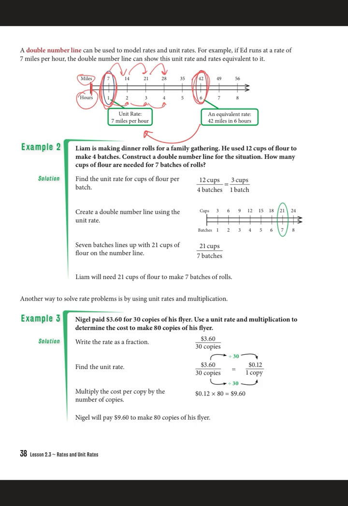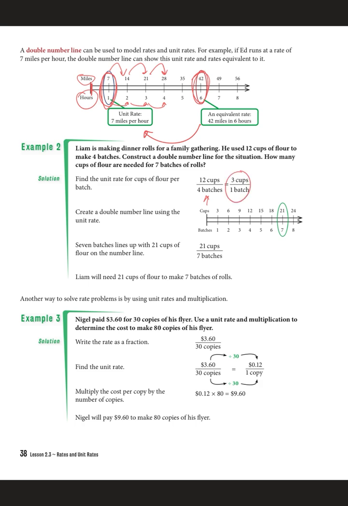In example number 2, it says Liam is making dinner rolls for a family gathering. He used 12 cups of flour to make 4 batches. Construct a double number line for the situation. How many cups of flour are needed for 7 batches of rolls? So what they're doing is they're starting off with what they know to find the unit rate. So this is what the problem gives you, and this is the unit rate that he calculated.